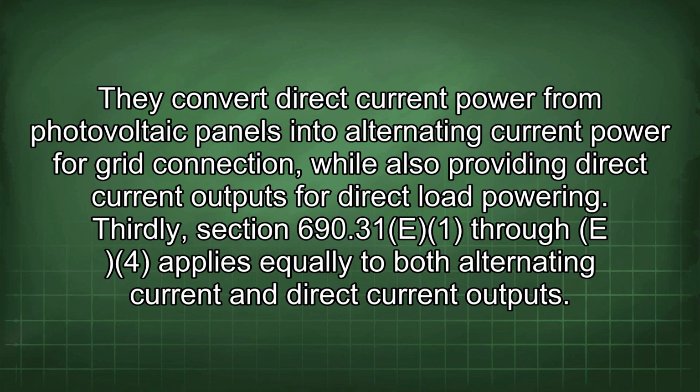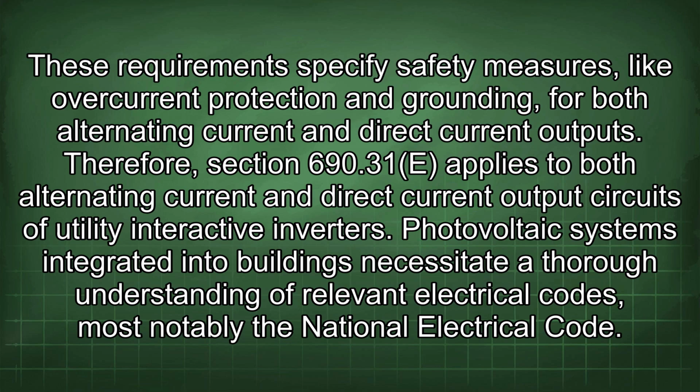Thirdly, section 690.31 through (F) applies equally to both alternating current and direct current outputs. These requirements specify safety measures, like overcurrent protection and grounding, for both alternating current and direct current outputs. Therefore, section 690.31 applies to both alternating current and direct current output circuits of utility interactive inverters.